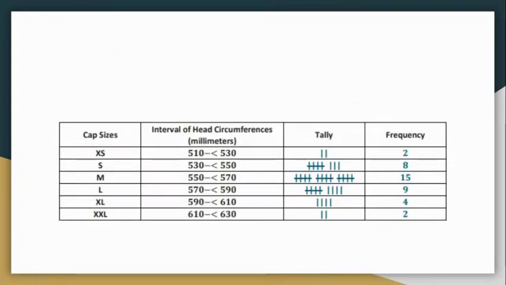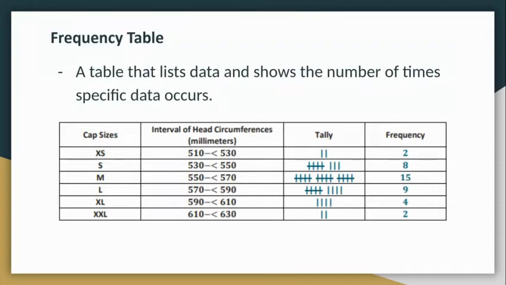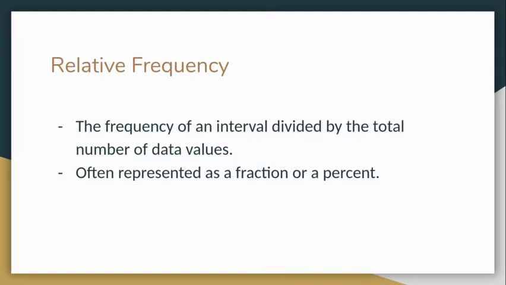Let's look back at our frequency table from lesson 4. This table counted the frequency of cap sizes for the 6th grade baseball team. And that's just what a frequency table does. A frequency table is a table that lists data and shows the number of times the data occur. But sometimes we want to know the relative frequency of a data set. Relative frequency is the frequency of an interval divided by the total number of data values. This is often represented as a fraction or a percent.